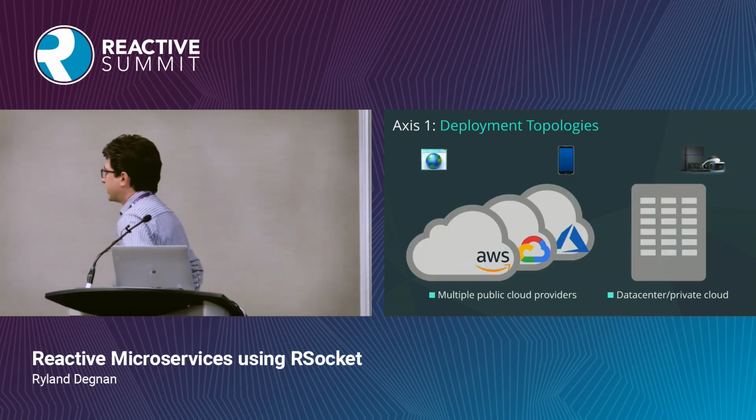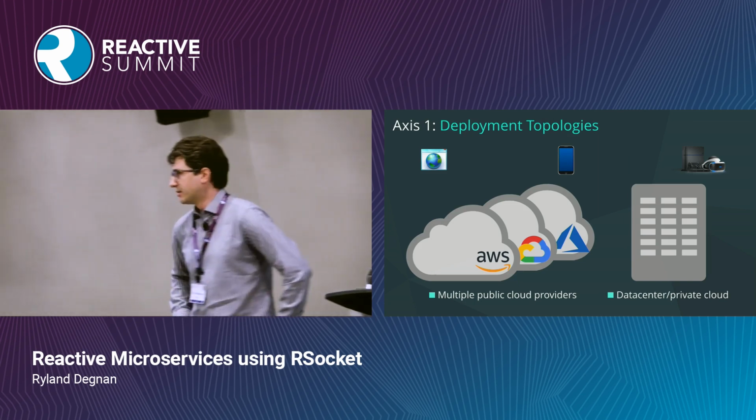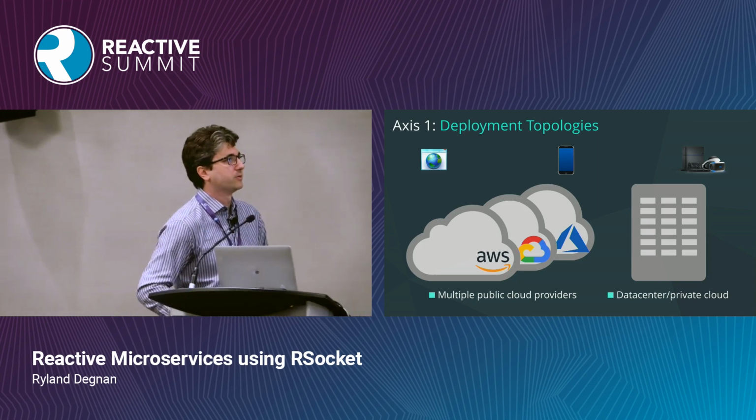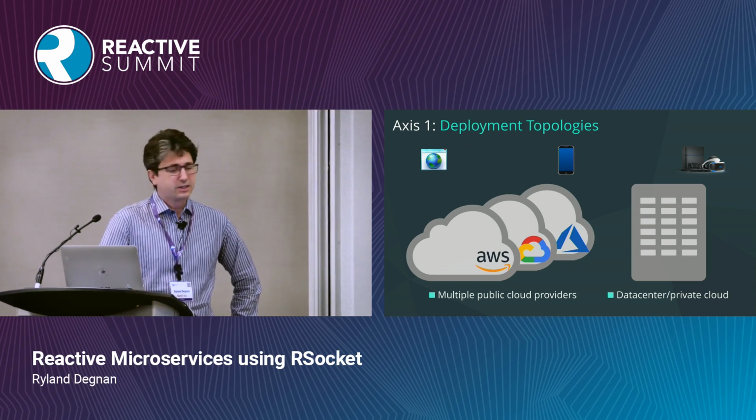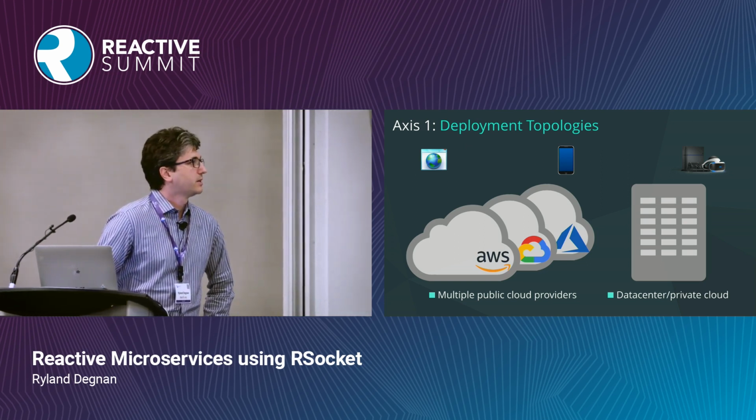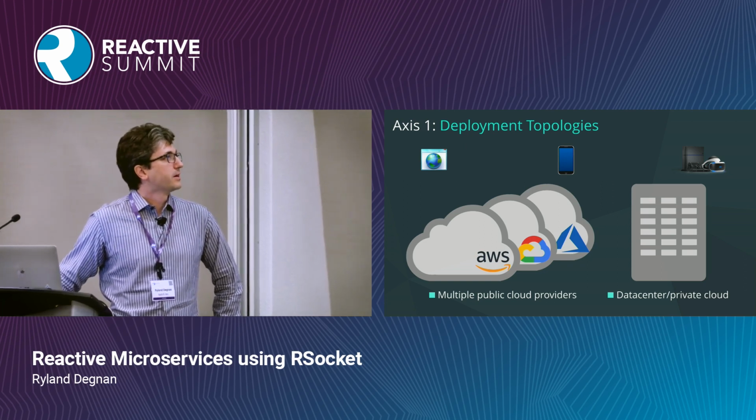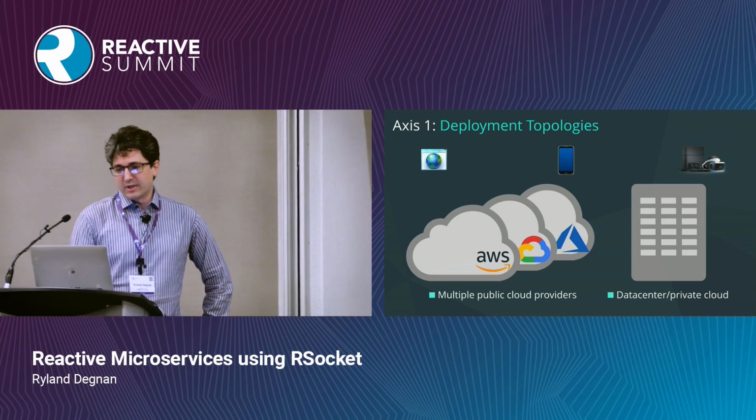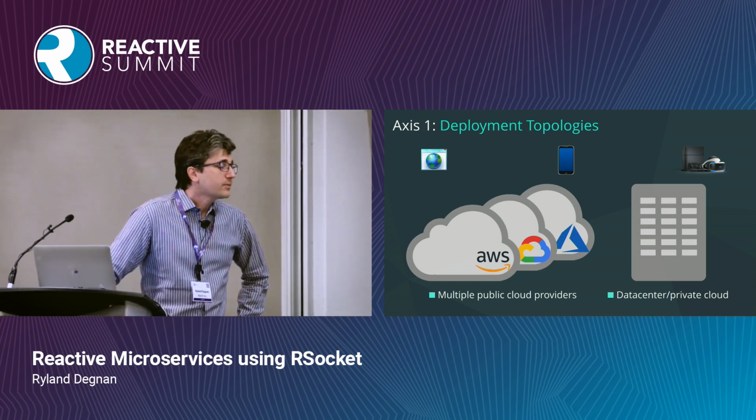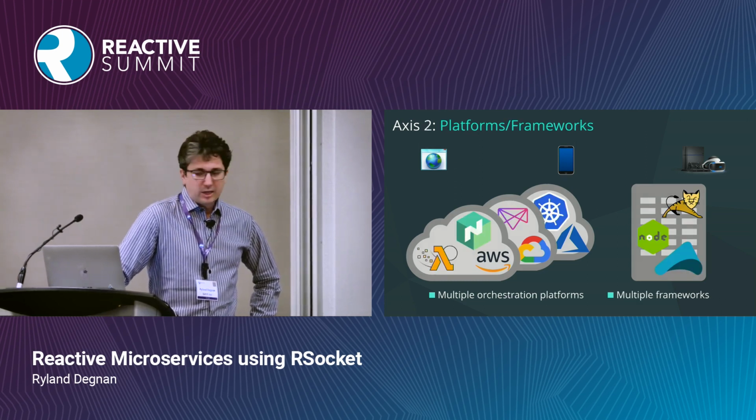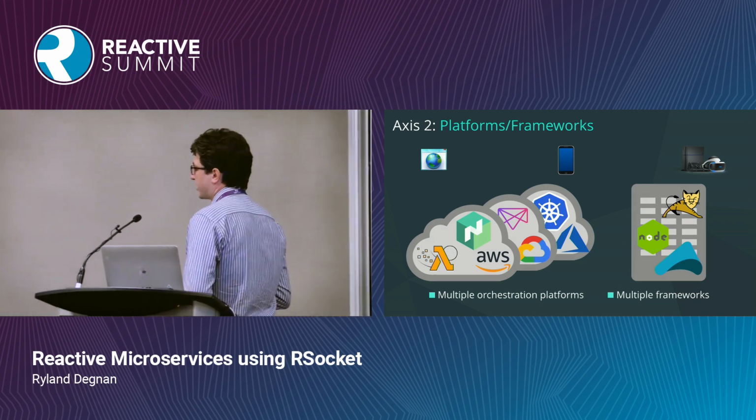And so to dig into a little bit more detail on these, first the deployment topologies. There are multiple public cloud providers which are increasingly being used together, not just one at a time. In addition to that, there's functionality still in the data center or private cloud, much of which has good reasons to be there and should never move. And on top of that, there's the deployment to your users' devices.